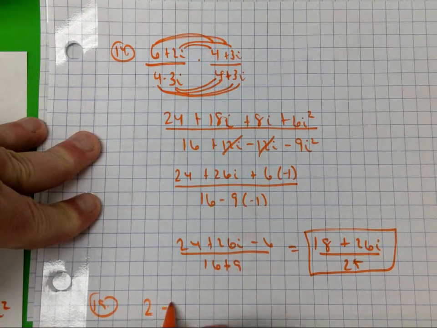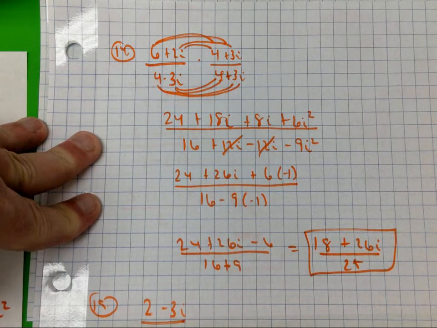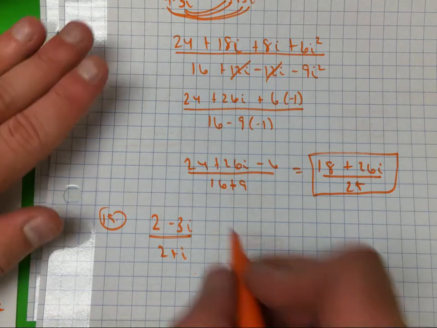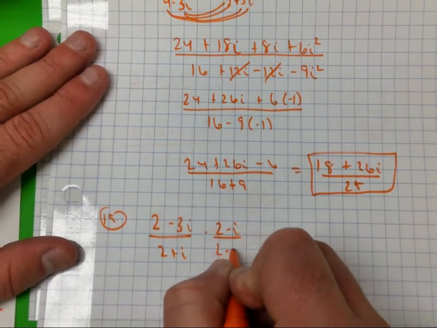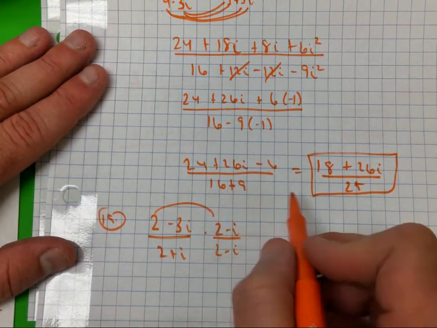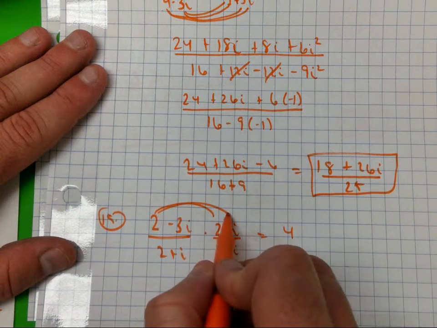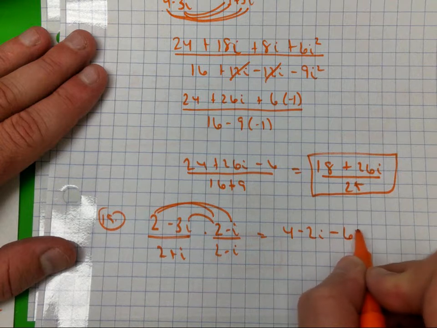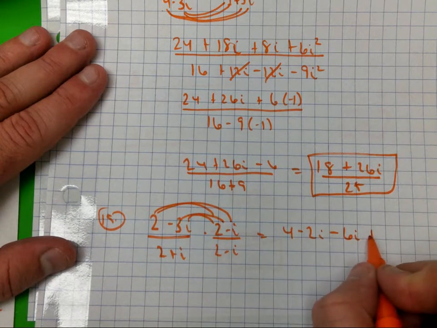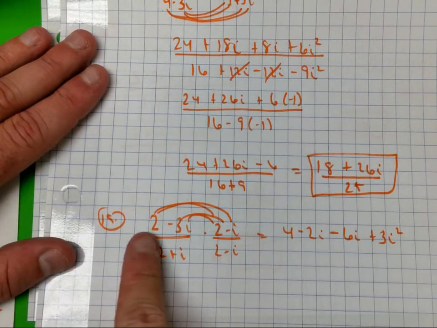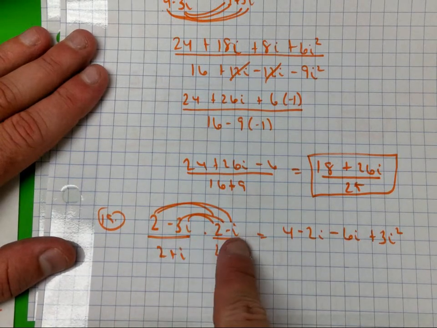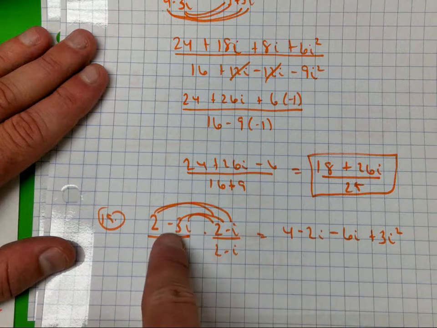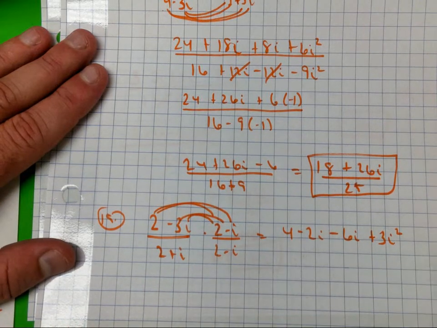Number 15. 2 minus 3i over 2 plus i. I'm going to multiply by the conjugate, which is 2 minus i, 2 minus i. 2 times 2 is 4. 2 times negative i is negative 2i. Negative 3i times 2 is negative 6i. Negative 3i times negative i is positive 3i squared.